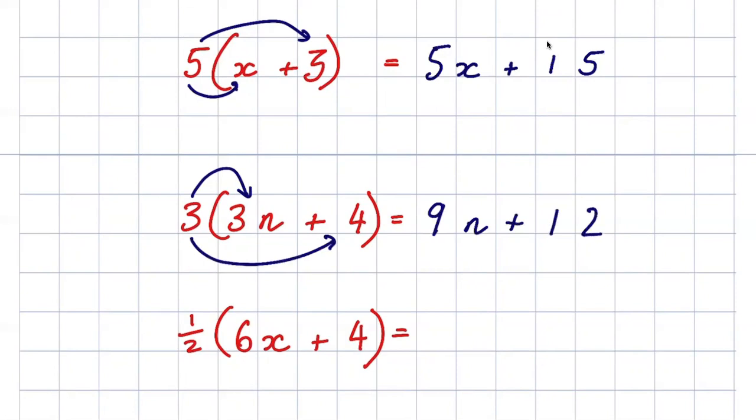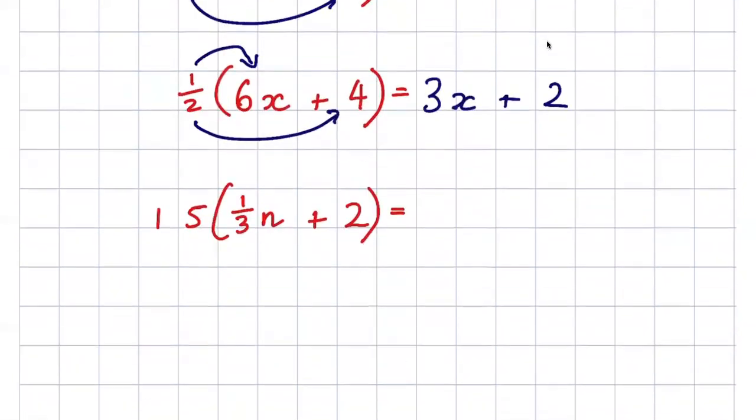Here, now this one's a bit more difficult. We've got a half times 6x plus 4. Well, to multiply something by a half is the same as saying half of. So half of 6x is 3x, and half of 4 is 2. So that is 3x plus 2.